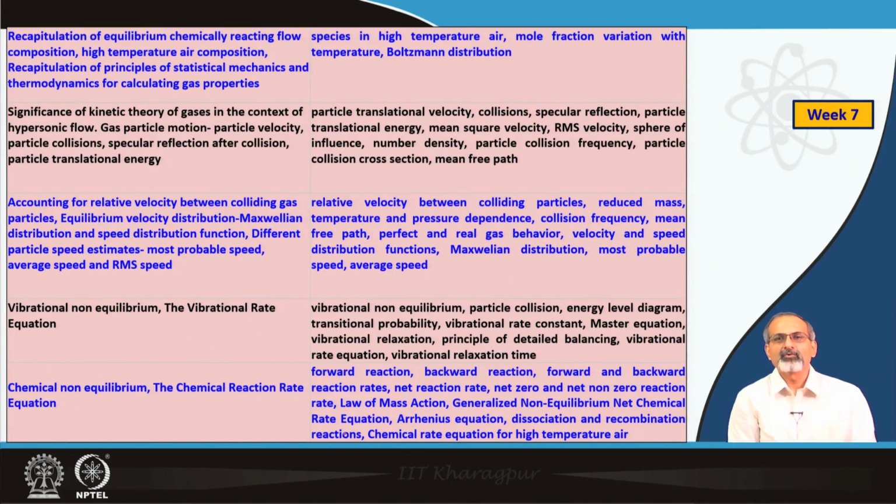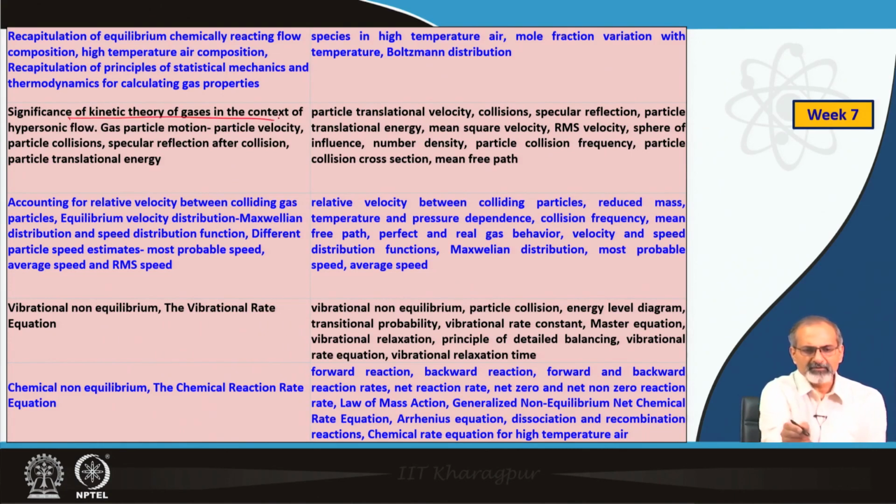Then we moved on to week 7, where we discussed a recapitulation of equilibrium chemically reacting flow composition, which we had done in the previous week, but we again revisited it, and then we discussed some of the concepts which we earlier covered for convenience.